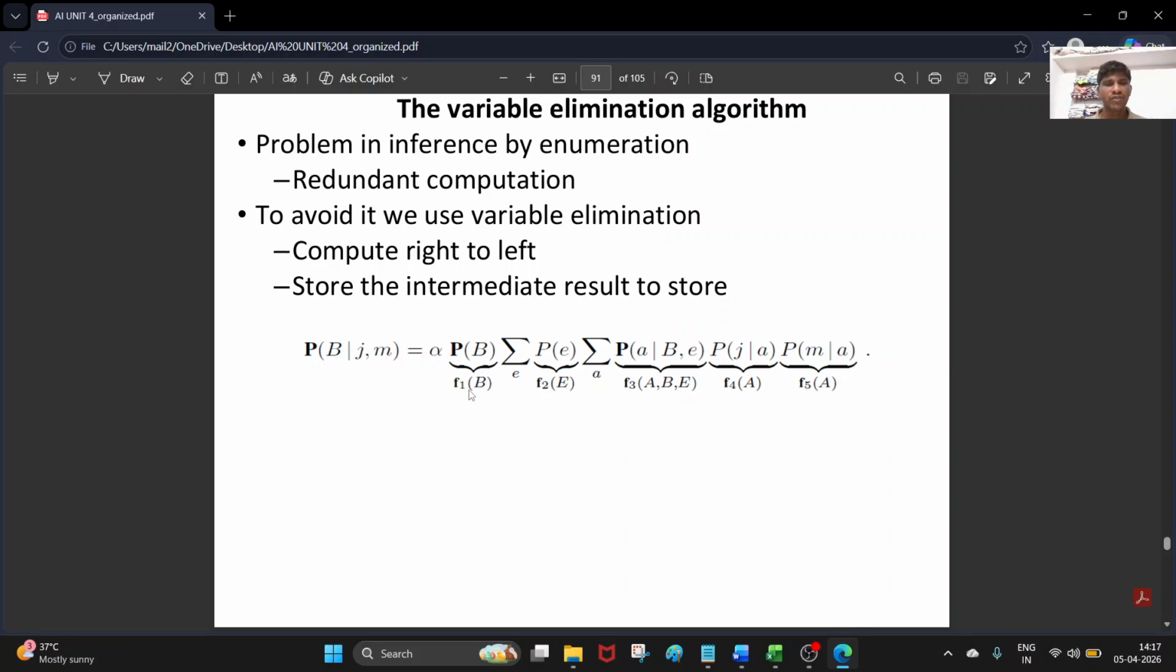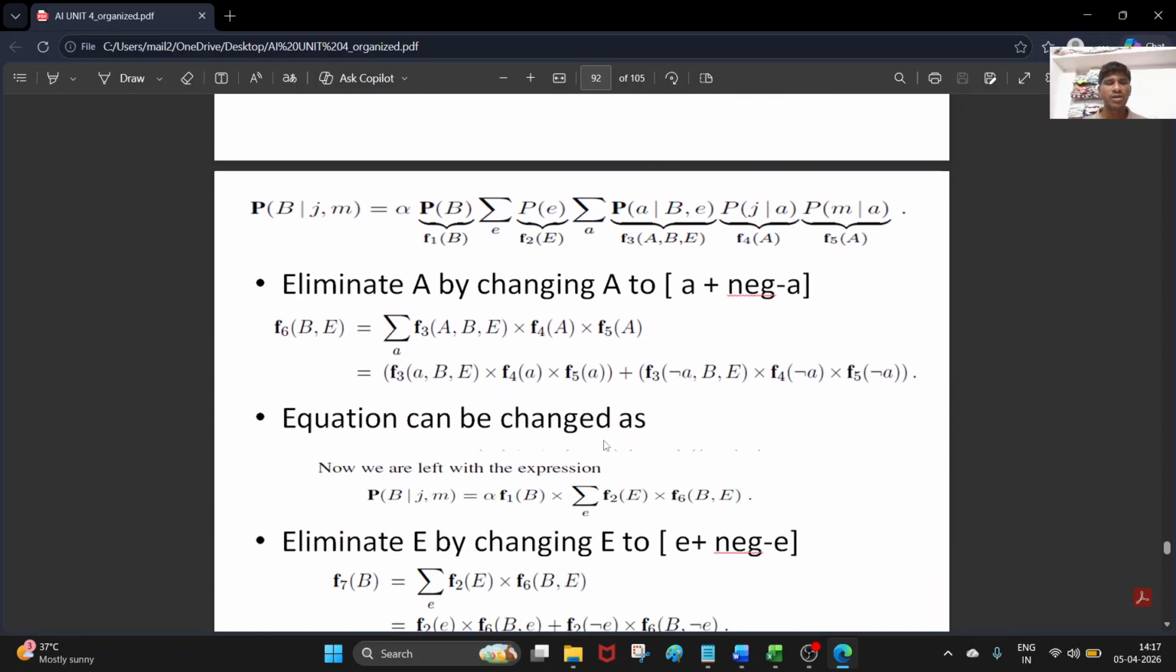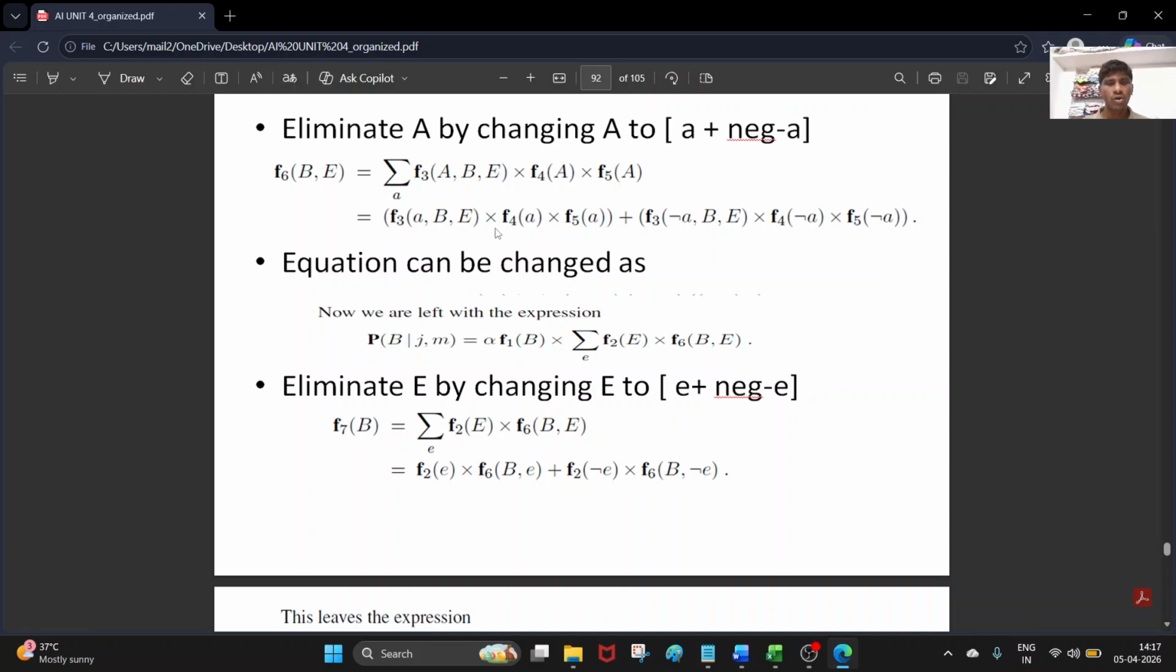The functions f1 of B, f2 of E, f3 of A comma B comma E. So this lower case letters can be replaced by capital letters, but the functions can differ. At last, we have to remove all the values based on the condition that we have to eliminate A. For example, you have to eliminate A by changing that A to small a plus negation of small a. We have to use this concept and remove it.